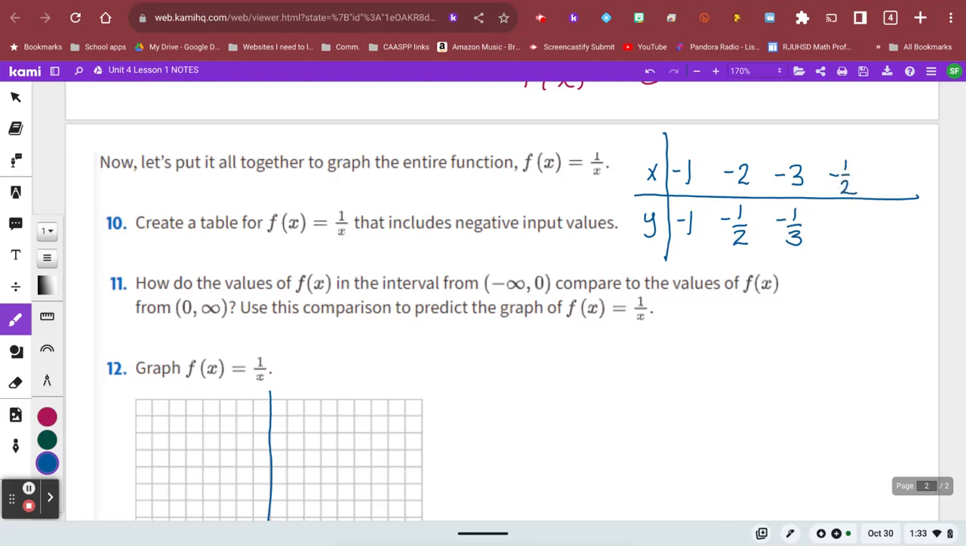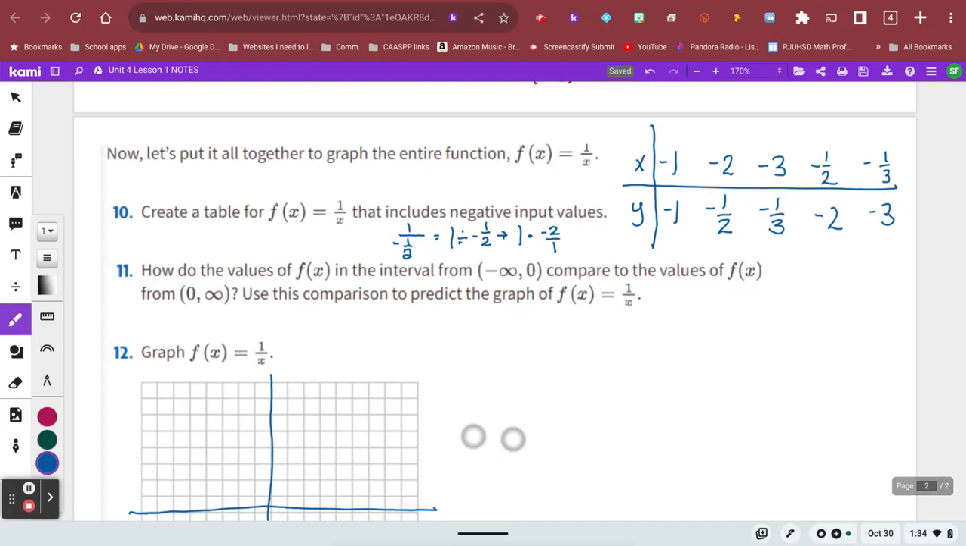Okay, what we're doing with that one, we're going to go 1 over -1/2, means we're dividing, right? So that's equal to 1 divided by -1/2. And if we're dividing by a fraction, we can change that to be 1 times, and we're going to flip it. So this one actually becomes -2. And if we did -1/3, we'd actually get -3 because we are flipping it. Okay.